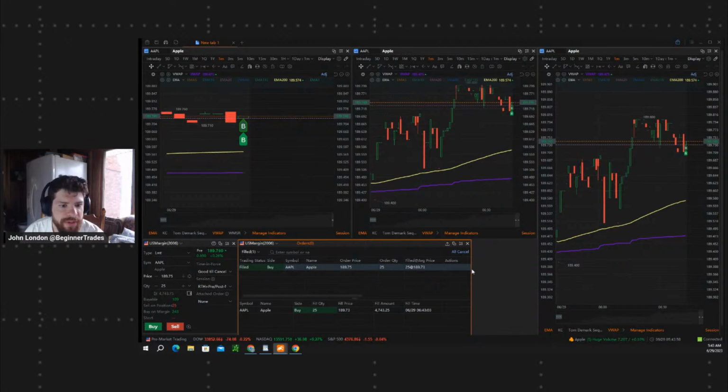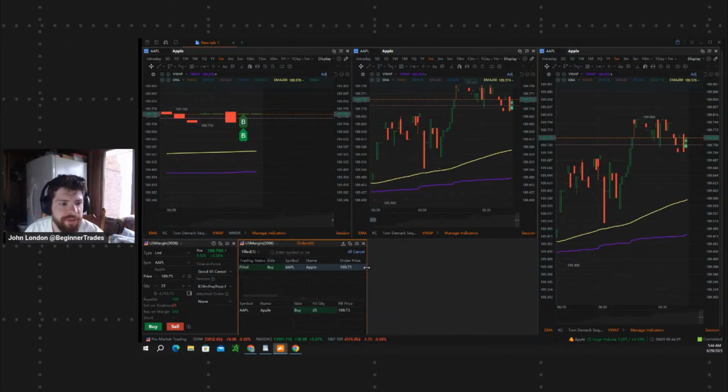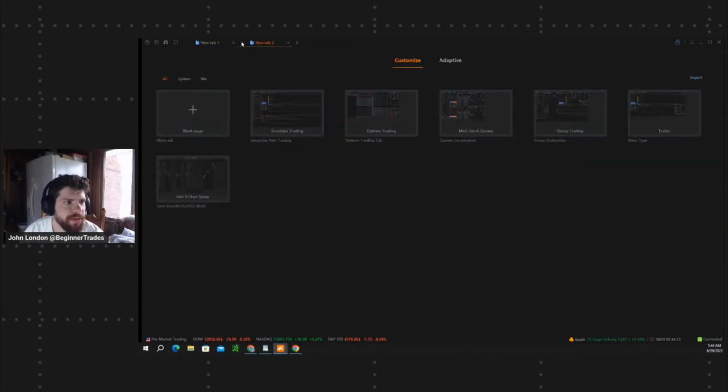I'm probably gonna need to put some other window up. I'm also gonna have to save this. There's gotta be some other type of trading window that I have up here. Let's try it. Multi-stock quotes, group trading, trader.